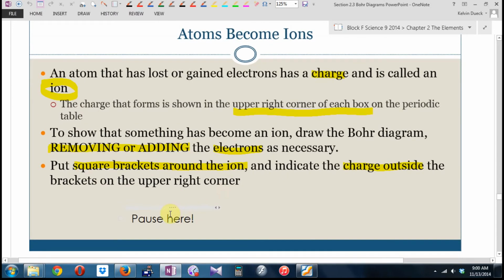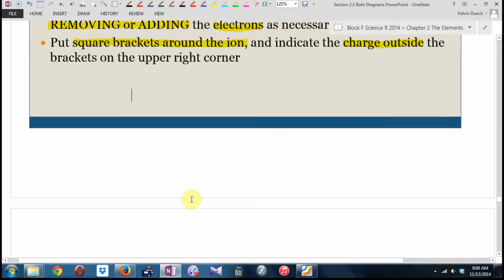And I paused here. I think at the bottom of your page right here, it has room, it says, let's draw sulfur. Okay? So you ready?